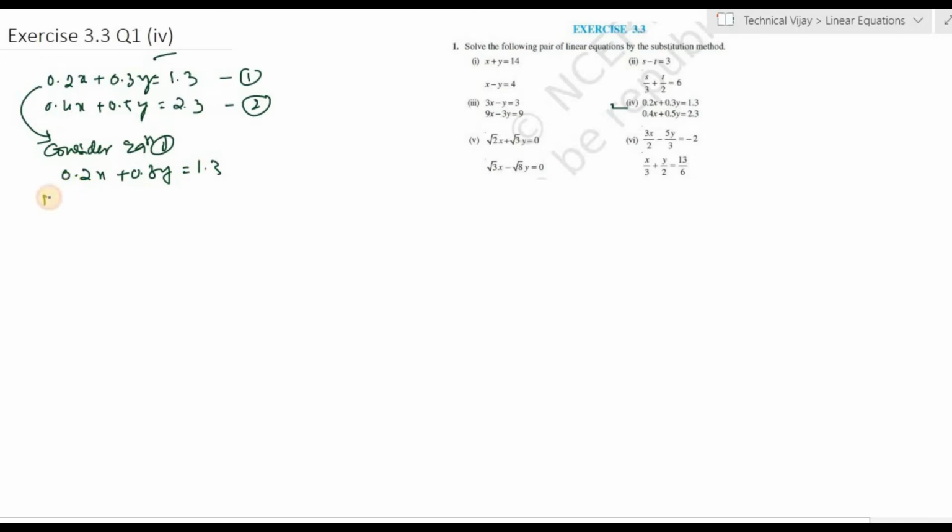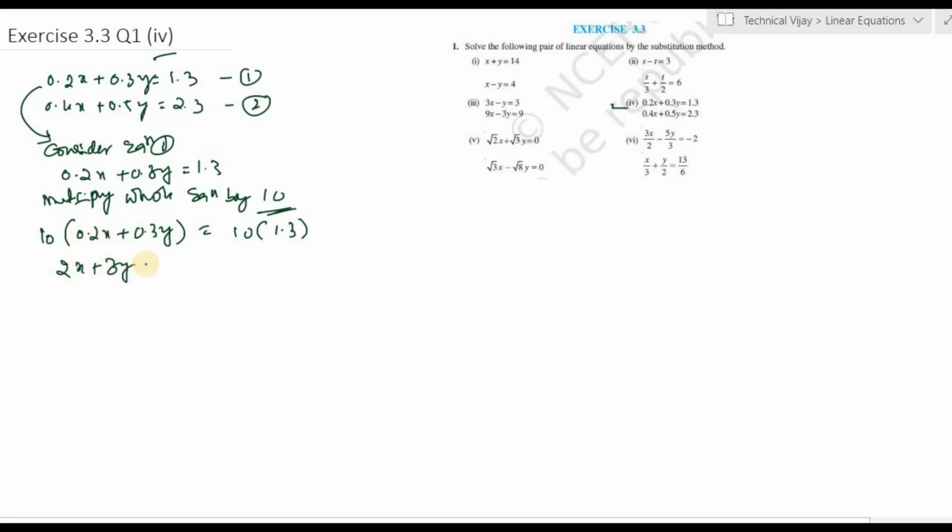So here multiply the whole equation by 10. Then 10 into (0.2x plus 0.3y) is equal to 10 into 1.3. So we have multiplied both sides, so the value will not be changed. So 10 into 0.2 will be 2x plus 3y is equal to 13. So this will become the new equation, that is the third equation. So this we have modified like this.